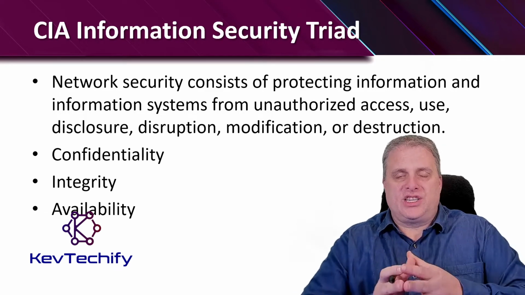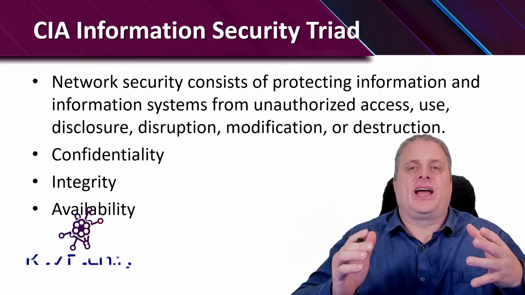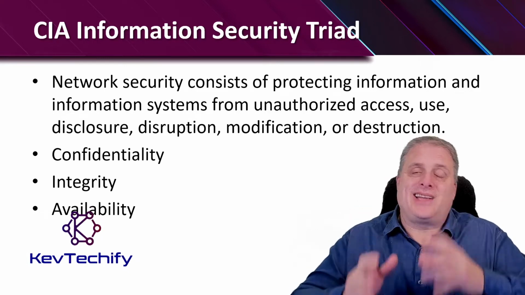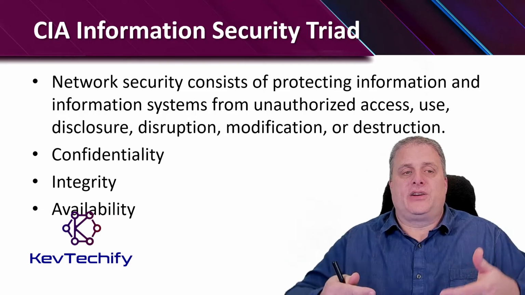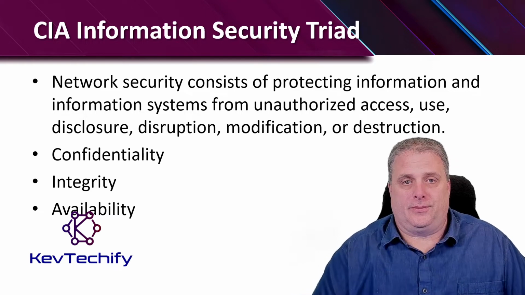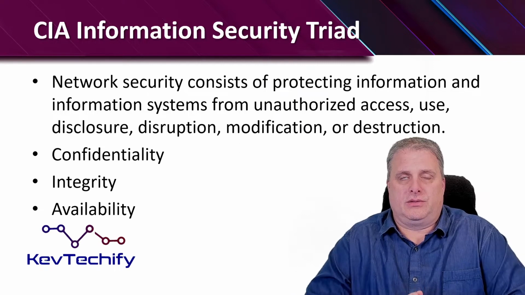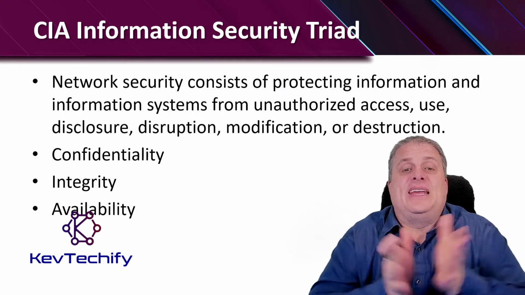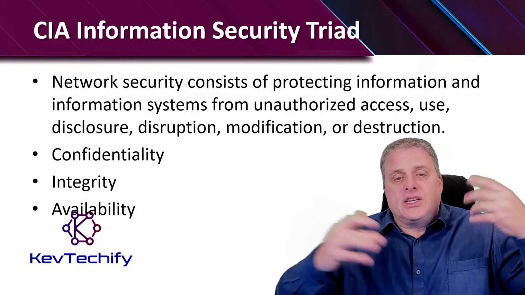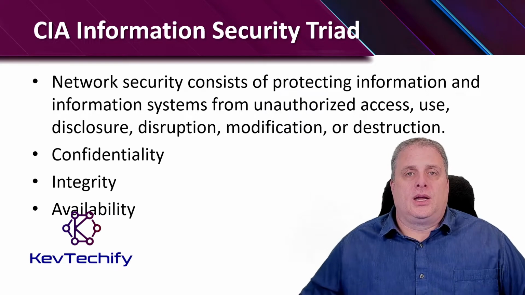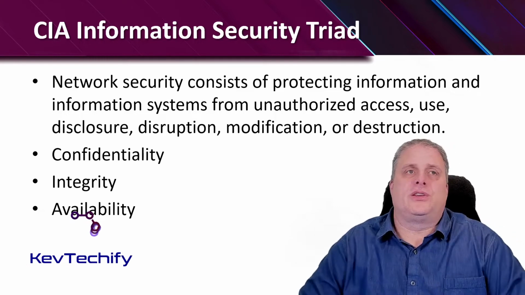One of the best practices you can do for security is typically referred to as the CIA triad. Now, CIA does not stand for the Central Intelligence Agency. It stands for confidentiality, integrity, and availability. Network security consists of protecting the information and those systems associated with the information from unauthorized use and access, disclosure, disruption, modification, and destruction.